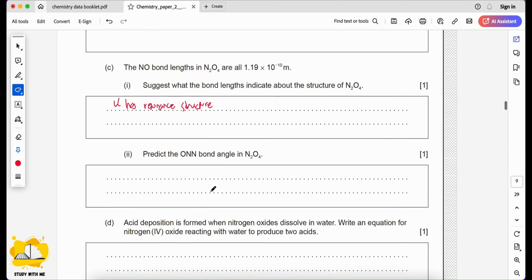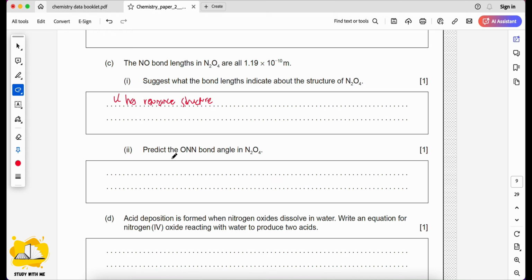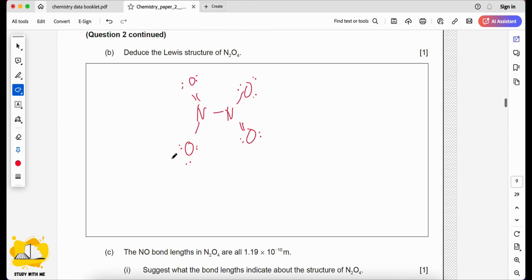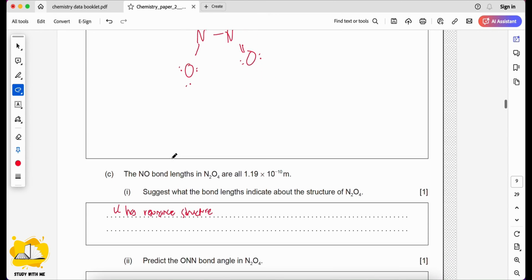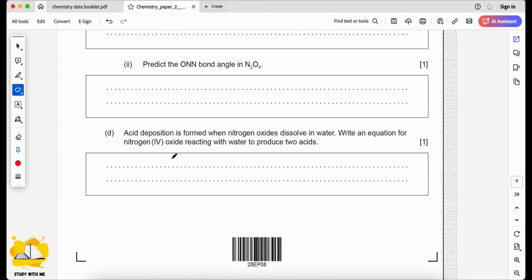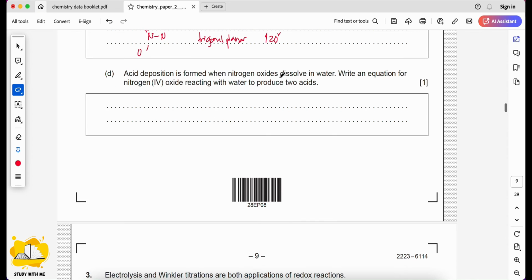Predict the O-N-O bond angle in N2O4. So when you go back right here, O and N. So let me just copy down the structure again. Okay, so this is trigonal planar. So if it's trigonal planar, the angle will be 120 degrees.